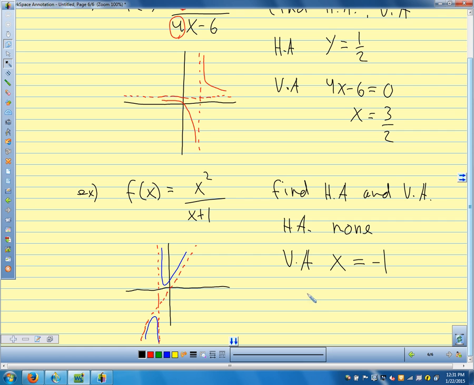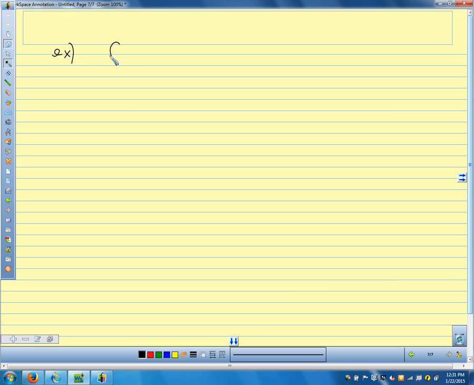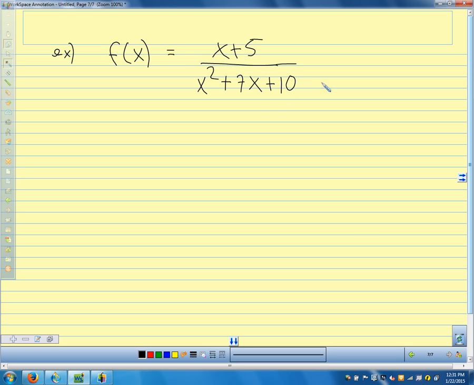All right, are we good there? I just have one more question. What if we had something like this? And we wanted to find our vertical and horizontal asymptotes. What would we have to do to find our vertical asymptotes? We have to factor the denominator. Does this factor? X plus 2, x plus 5.